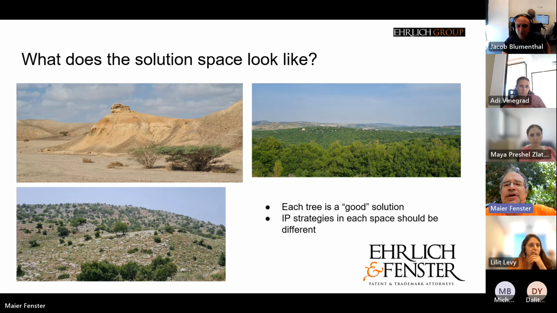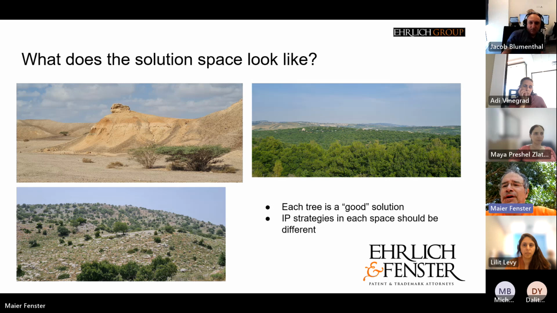On the upper left, you have the desert. You see there's only a very small number of trees and they're far between. Underneath, we have trees, but they're not so dense. They're separated one from another. And in the upper right corner, we have basically a forest. The trees are touching each other.